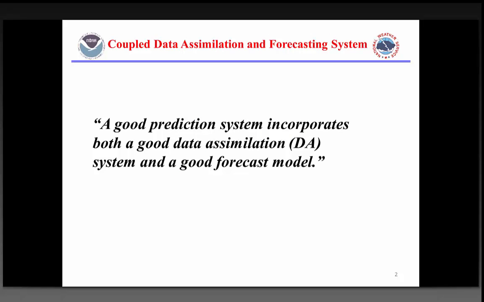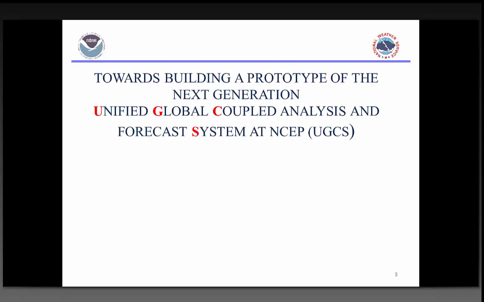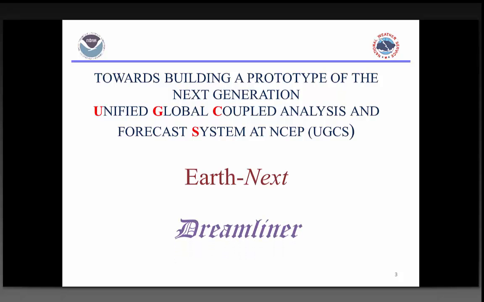A good prediction system incorporates both a good data simulation system and a good forecast model. They go hand in hand. You can't separate them when you're building a full, complete system. So what we want to do is build a prototype of the next generation Unified Global Coupled Analysis and Forecast System, which we're loosely calling the UGCS. Or we could call it something like Earth Next, or just the Dreamliner.